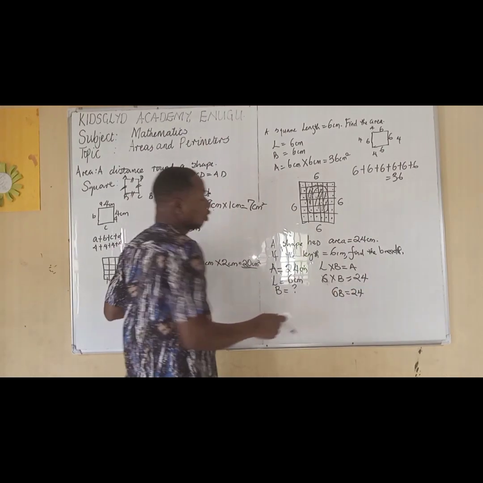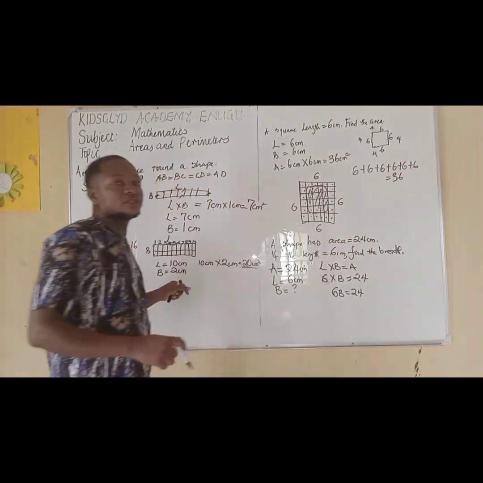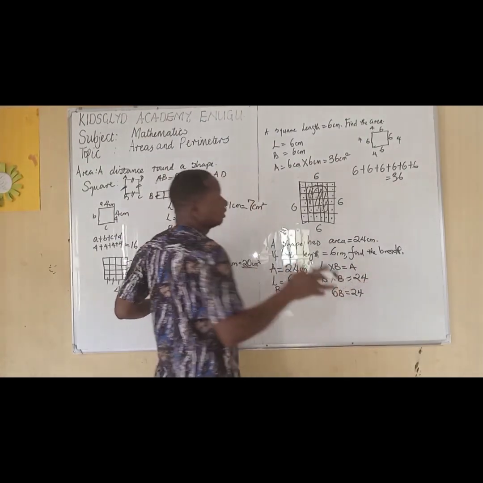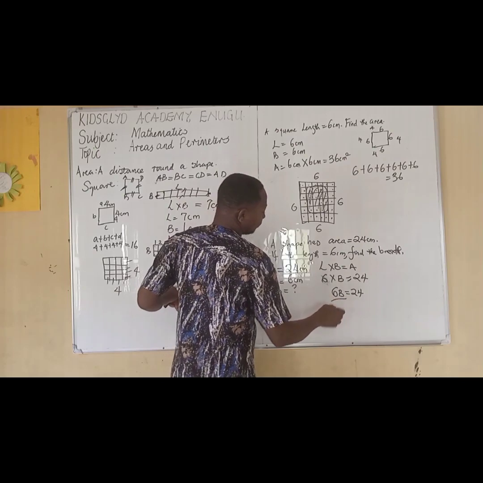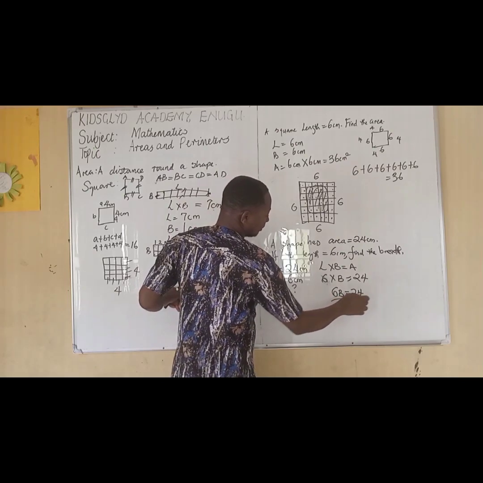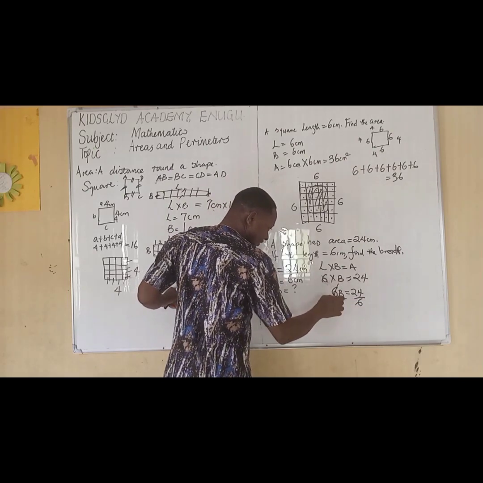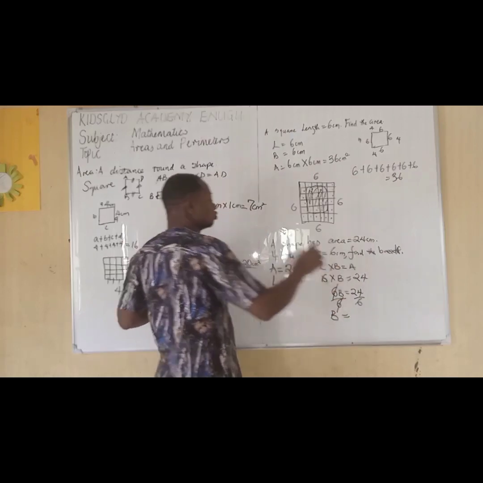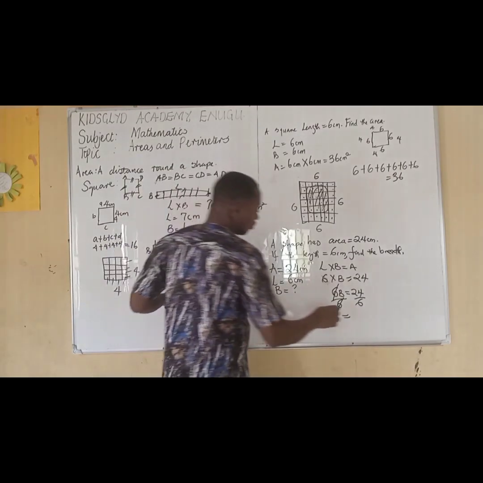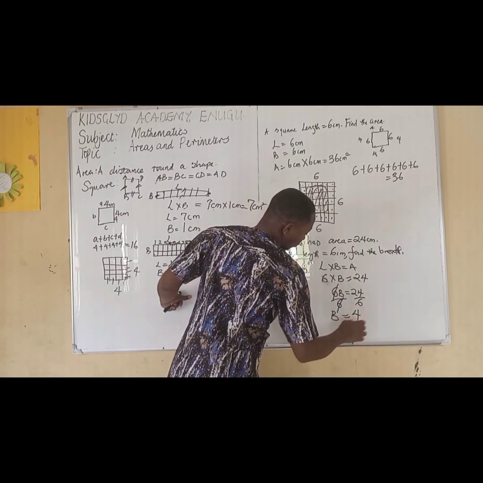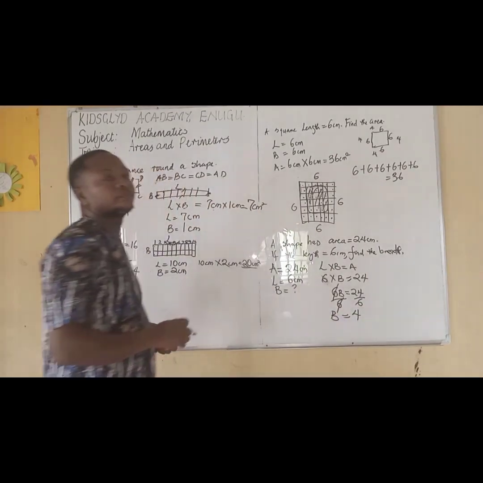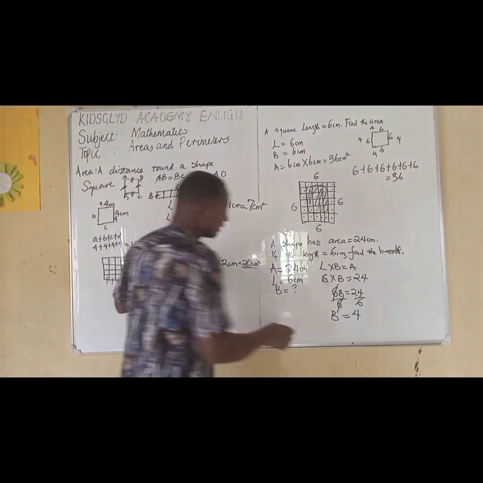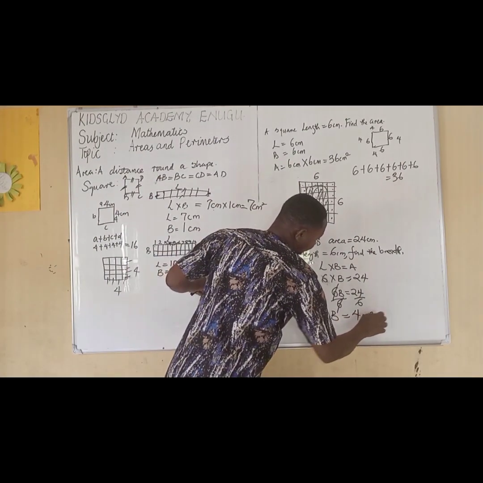Now for us to know what B is, we divide both sides by 6. That means whenever you multiply, you divide. This side divided by 6, this side divided by 6. The 6 cancels, and we have B left. B is equal to 24 divided by 6, which is equal to 4. I believe this is so simple for us to know. So the breadth is 4 centimeters.